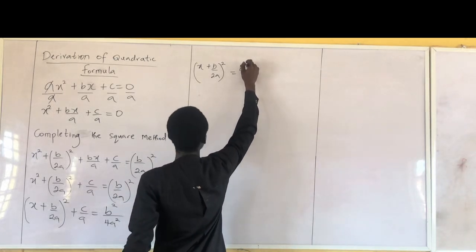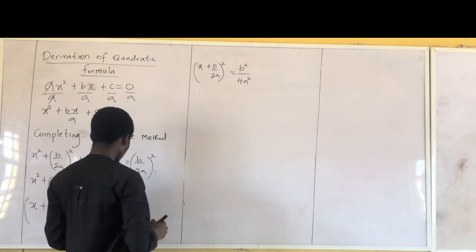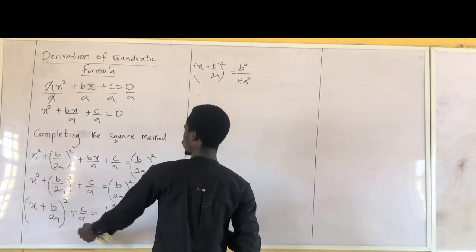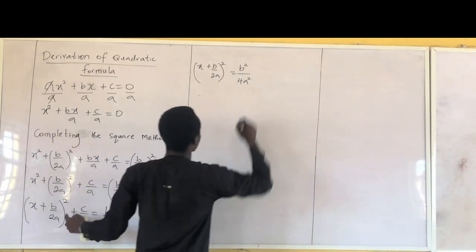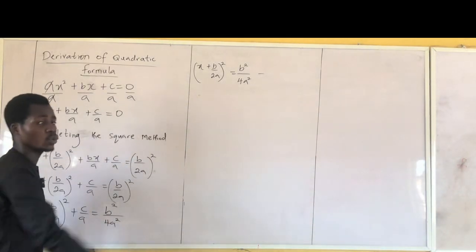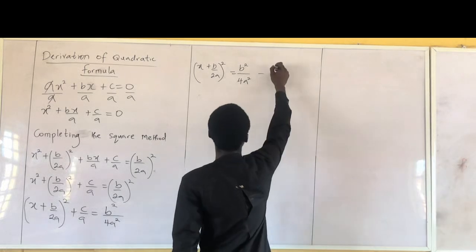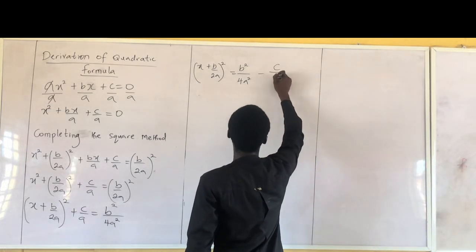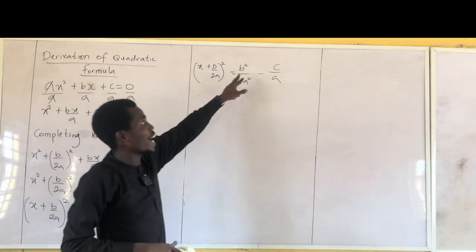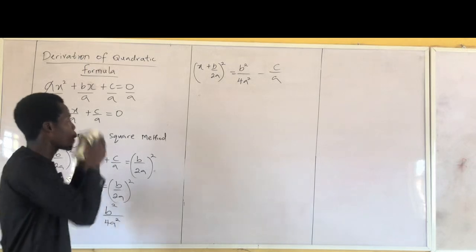b squared over 4a squared. Are you seeing that? Then followed by, since this plus c over a is crossing over to the other side, the sign changes to minus. Don't forget, anytime a number is crossing over to the other side of your equals to, the sign will definitely change. Okay, so we're going to have minus c over a. In your mind, you're already seeing that it's almost looking like the Almighty formula. It's very simple. We are heading there already.